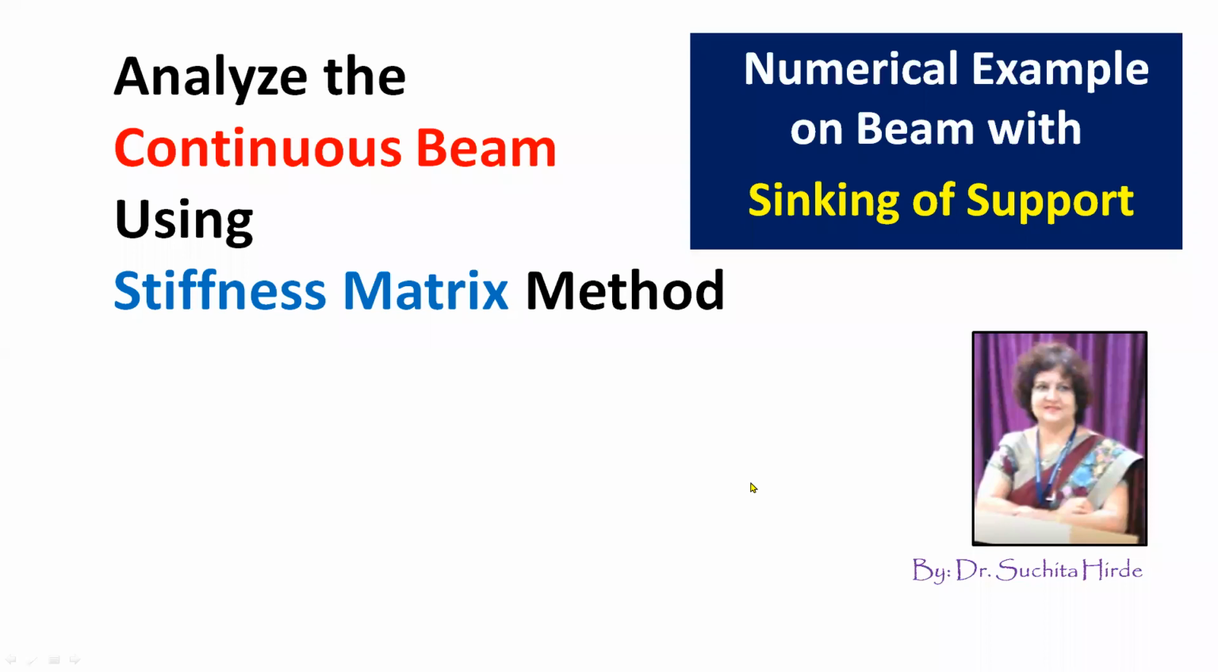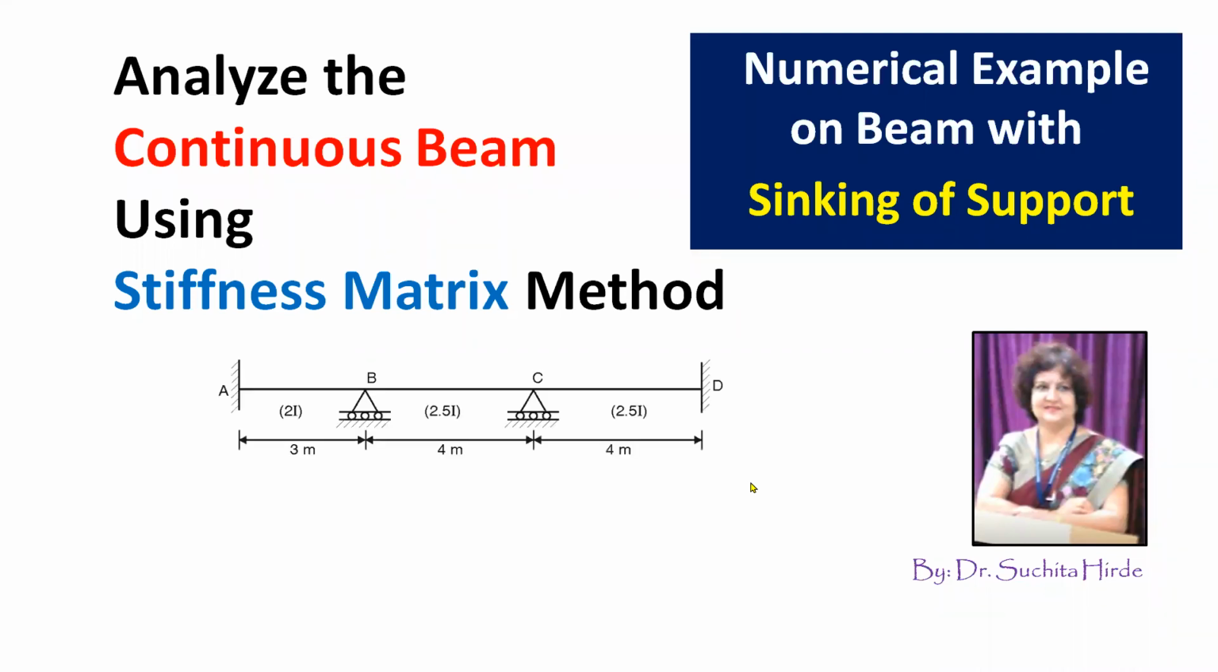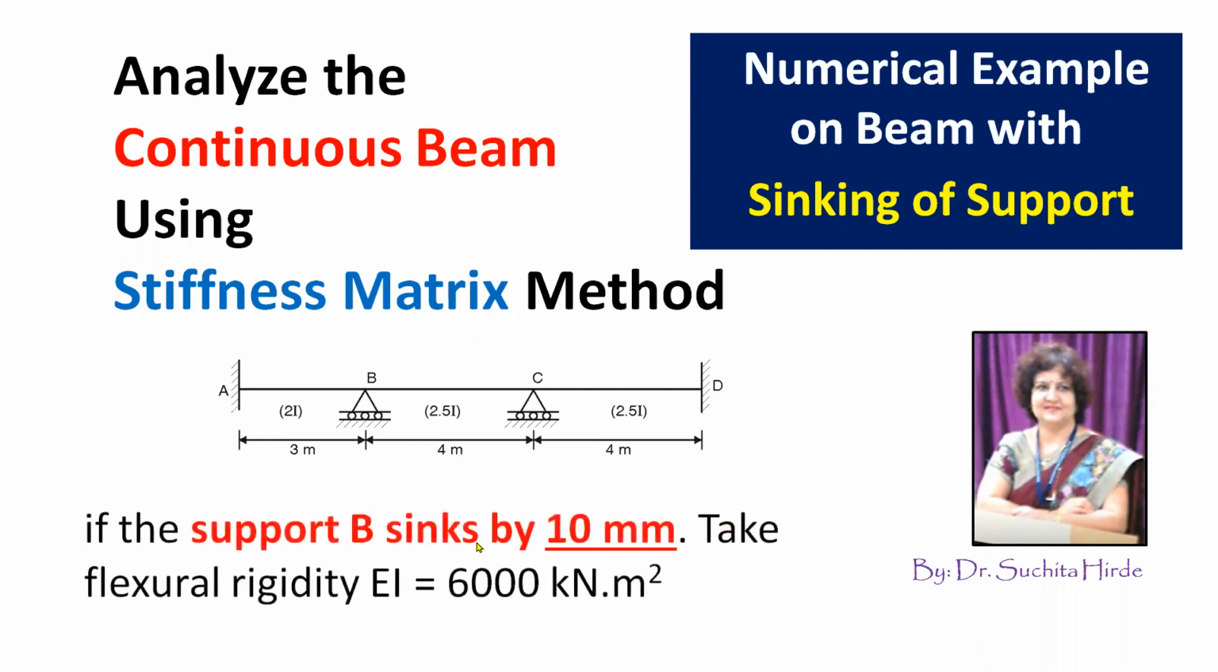As I already told you, to understand this numerical example on sinking of support, we are going to consider this beam without any external load. In this beam, support B sinks by 10 millimeter and the flexural rigidity is 6000 kilonewton meter square.